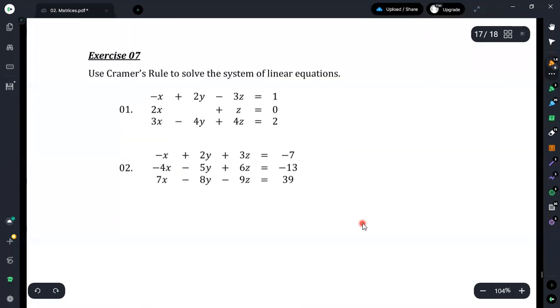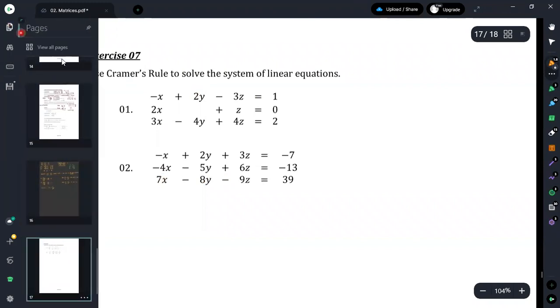Now, here are some exercises which you were asked to do. Here, I will take the first exercise to discuss in this session, and you can try the second exercise on your own. Okay, if I take the first exercise.